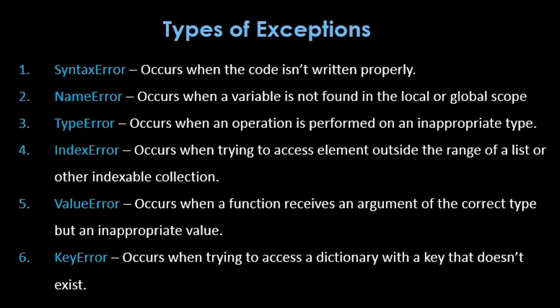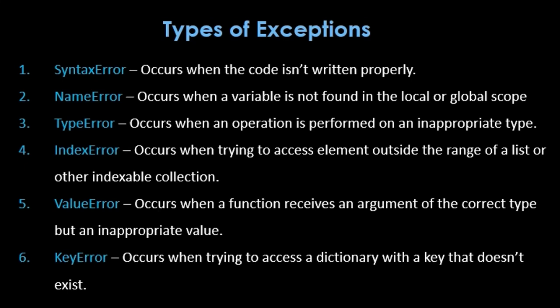Number one is syntax error. This occurs when the code is not written correctly. Number two is name error. This occurs when a variable is not found in the local or global scope. And the next one is type error. Type error occurs when an operation is performed on an inappropriate type.